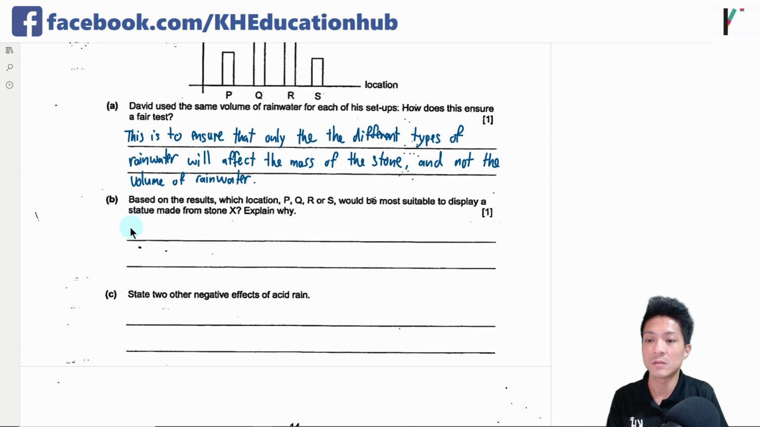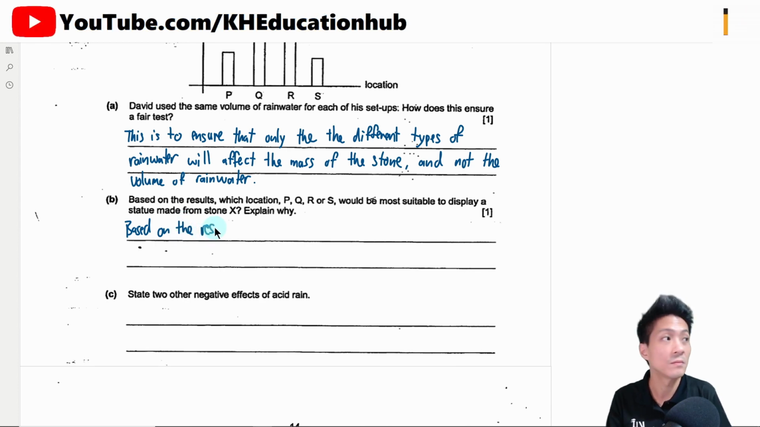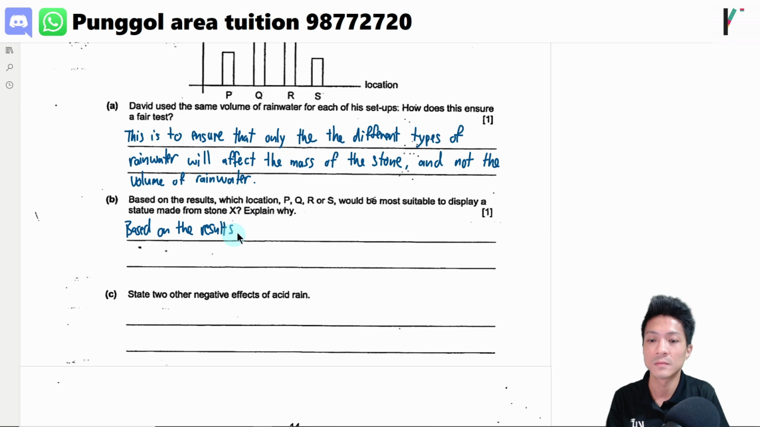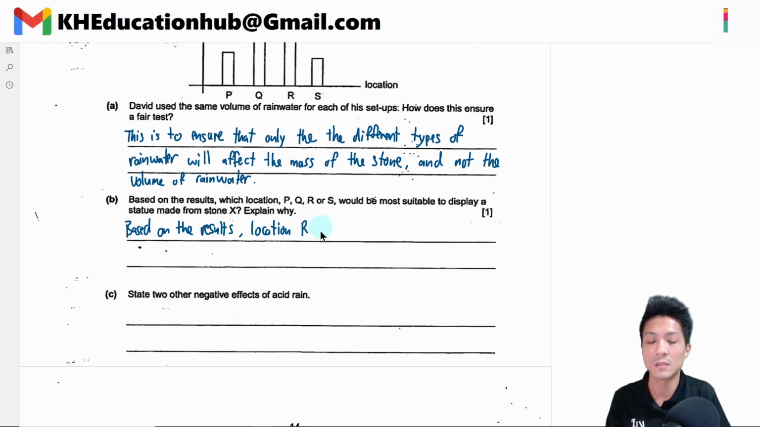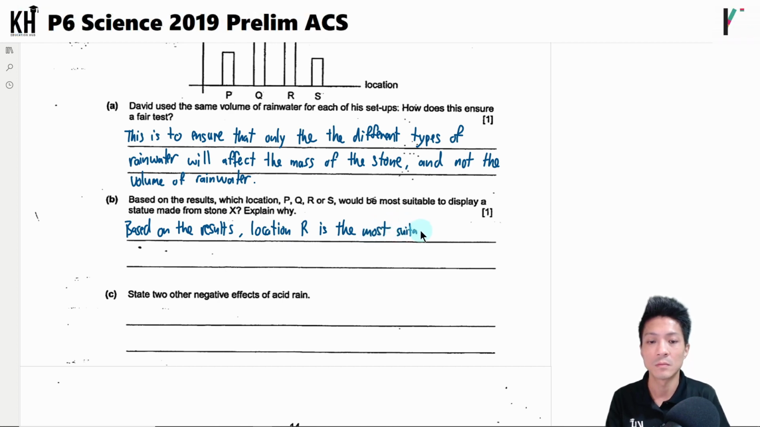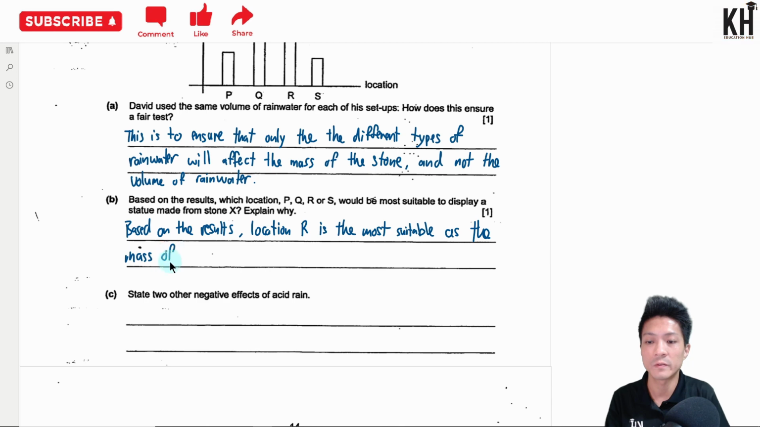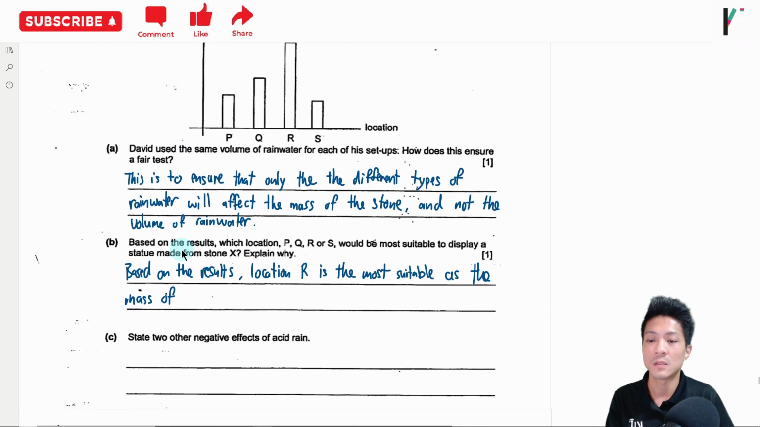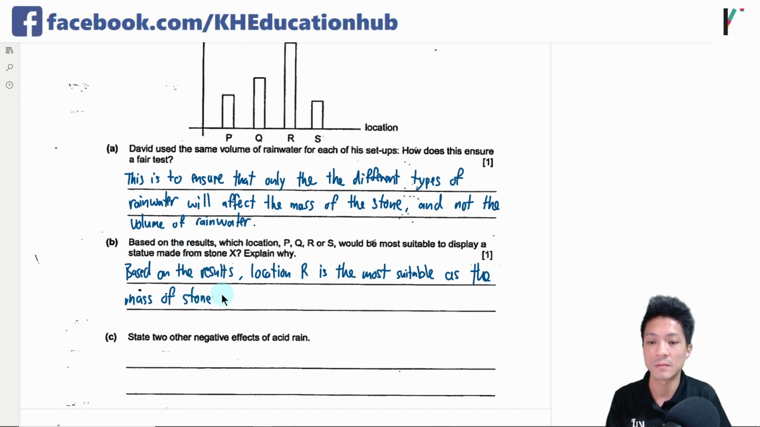Based on the results, location R is the most suitable, as the mass of stone X reduced the least.